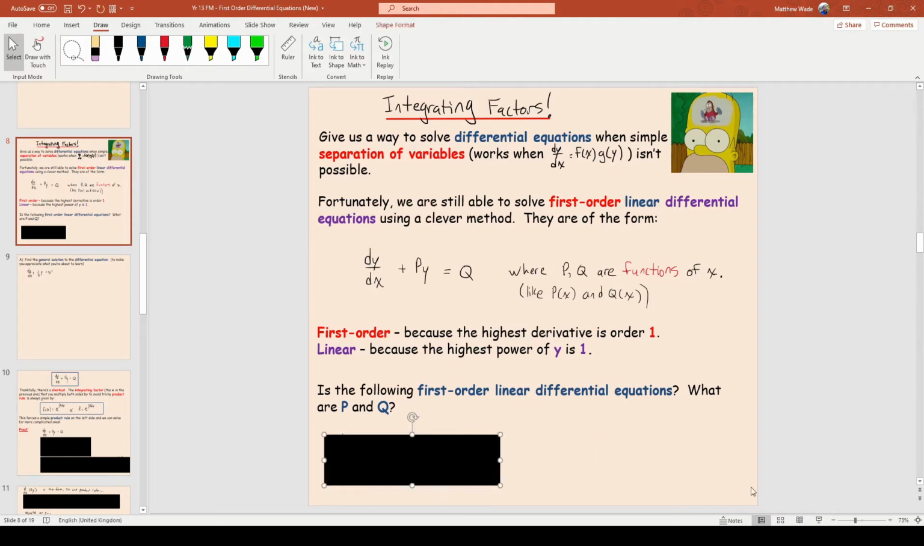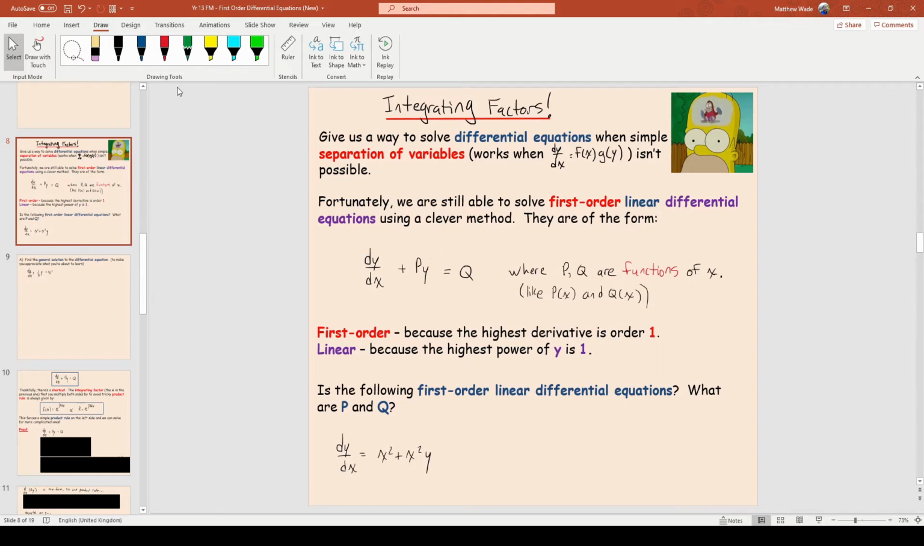I just had a real quick question for you there. Is this a first order linear differential equation? Oh my god, it's a mouthful, isn't it? Is that a first order linear differential equation? If you said yes it is, you're absolutely right.